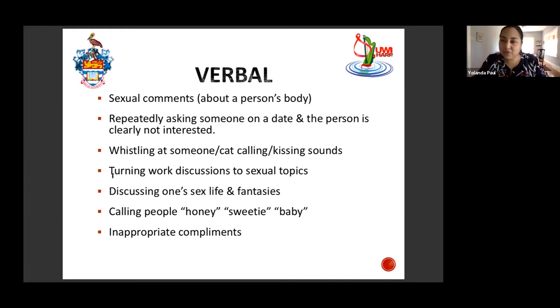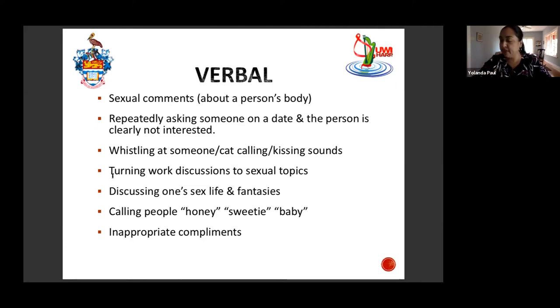Another thing that we do that is verbal and can be perceived as verbal sexual harassment is calling people honey, sweetie, baby. And I know that as a Trinidadian lady, sometimes we Trinis are a little guilty of that. We don't mean anything by it, but it is part of our language that we use from time to time. So we have to be a little careful. And of course, inappropriate compliments. All of these things are said to us or said around us or said about us, right?